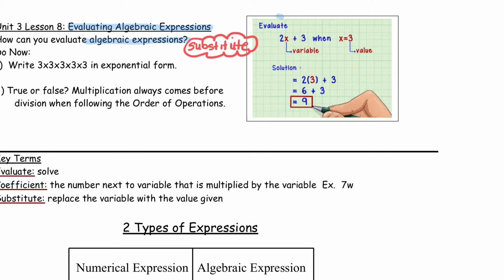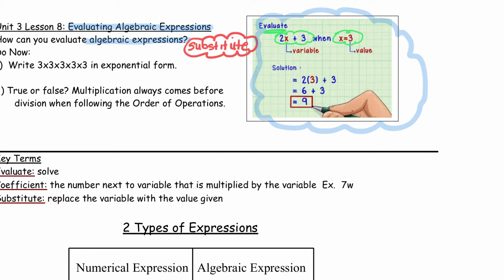If we look over at the info box on the right here, we can see an example of actually what we will be doing today. So take a look. It says evaluate. So you're going to solve this problem. And the problem is actually 2x plus 3 when x is equal to 3.